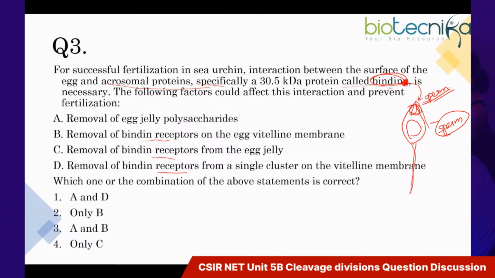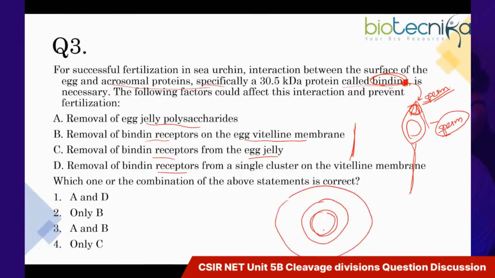Now whether it is present on the egg vitelline membrane or in the egg jelly, that is our question. Okay, I'll come to that one. Another one is removal of egg jelly polysaccharide. So we know that the egg jelly layer is required for chemoattraction. Correct. So if the sperm doesn't come to the egg itself, then how can it interact with the egg membranes, isn't it? So for the egg you have first the plasma membrane, then the vitelline envelope, and then the jelly layer, isn't it?